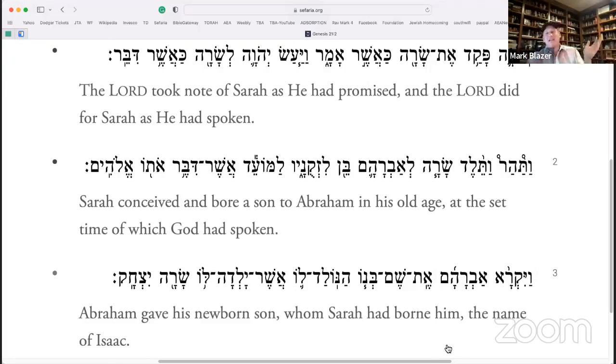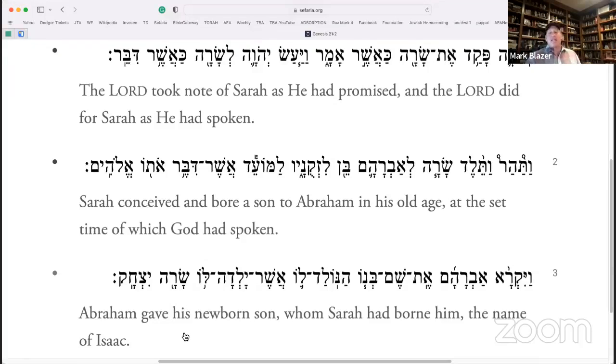Because they say, look, if there's any question, and there could be a question that this is Abraham's son, that this woman did indeed have a son with Abraham. How do we know? Well, she had a baby. Doesn't tell us. Sarah bore a son to Abraham in his old age. Abraham gave his newborn son, whom Sarah had born to him, the name Isaac.